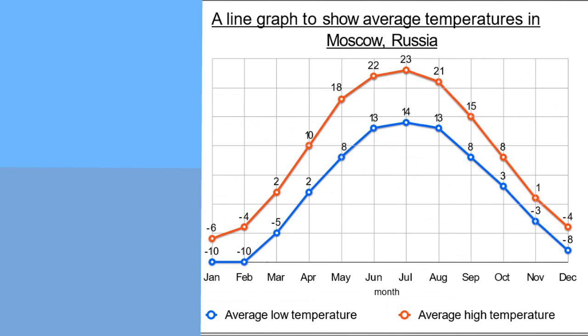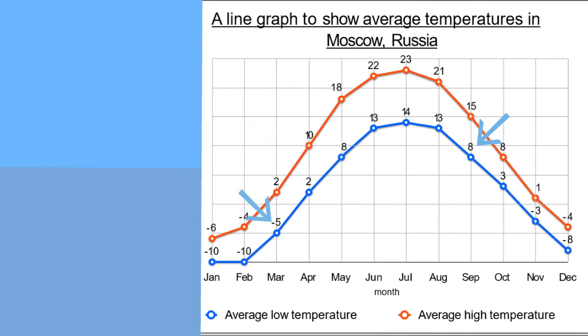I want you to tell me what is the difference between the low temperature in September and the low temperature in March. Pause the video and give it a try. So here are the two numbers that we were using. The low temperature in September is 8, and the low temperature in March is -5.